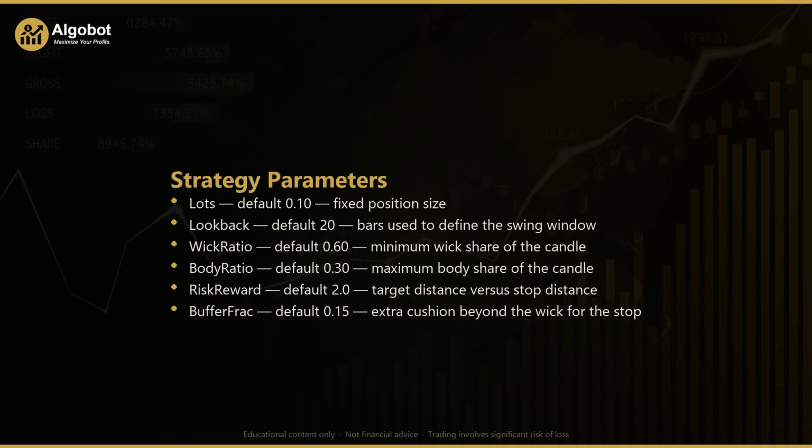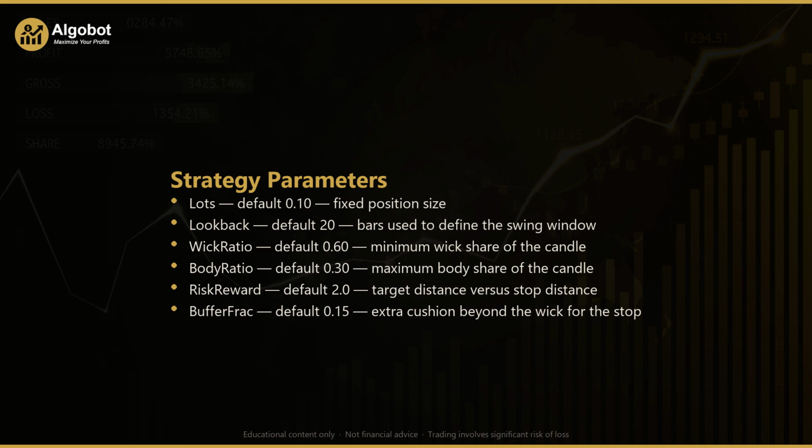Then comes Wick Ratio, defaulting to 0.60. This is the minimum share of the candle that the rejection wick must occupy. Raise it toward 0.85 to demand a more dramatic, dominant wick. Lower it toward 0.40 to accept gentler rejections and trade more often.